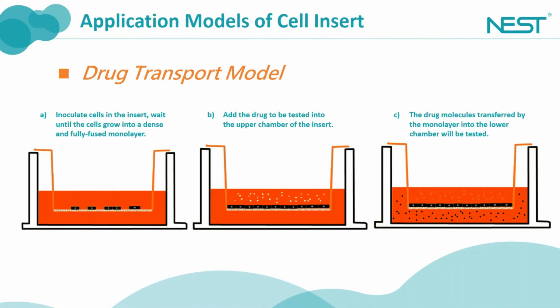The cell viability reflects the toxic effects of the substance to be tested on the cells. Next, we'll look at the transportation model of cell inserts. The approach it adopts is as follows. Inoculate cells in the upper chamber to let them grow into a dense and fully fused cell monolayer. Then add the drug to be tested into the upper chamber, part of which will be transported by the cells into the lower chamber, and perform detection. The results will show the transportation status of the small molecule drug in the cell.